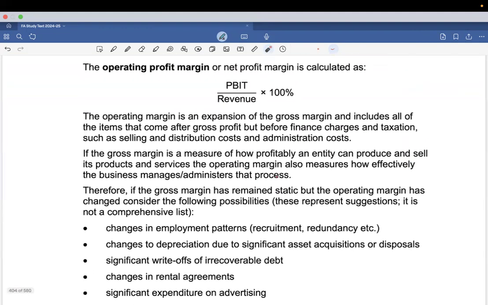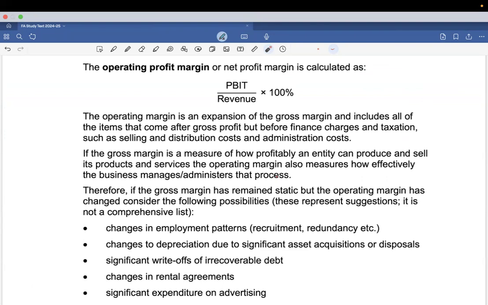Okay, so profit before interest and tax. In the question, it might be that you have to add back tax and interest to the net profit that is given to you. Understood? Now, the difference between an operating profit margin and a gross profit margin is in its expenses.